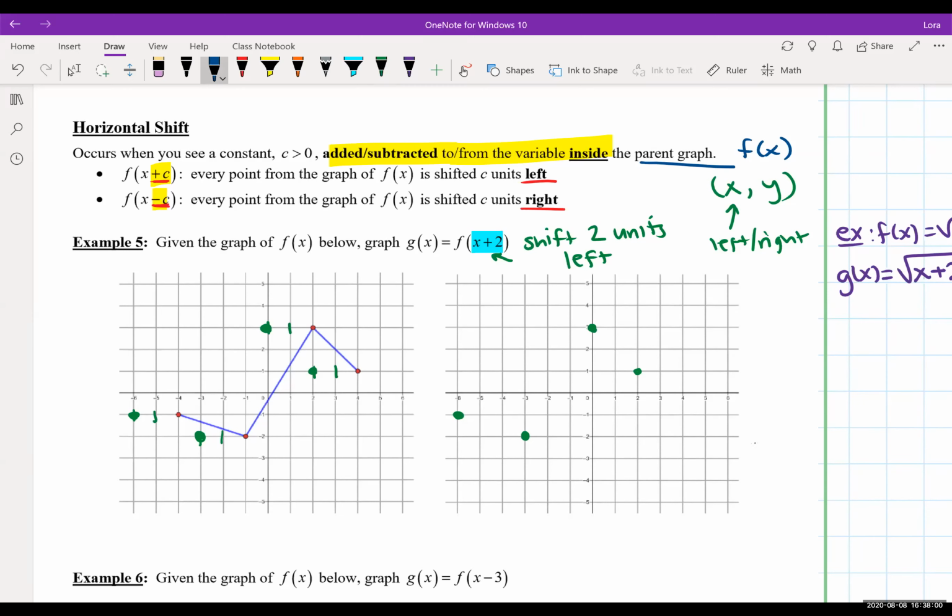So now we can very much see demonstrated that if we connect our points, the original parent graph has in fact moved 2 units to the left. So final draft, connect your line segments, and you have your transformed function.